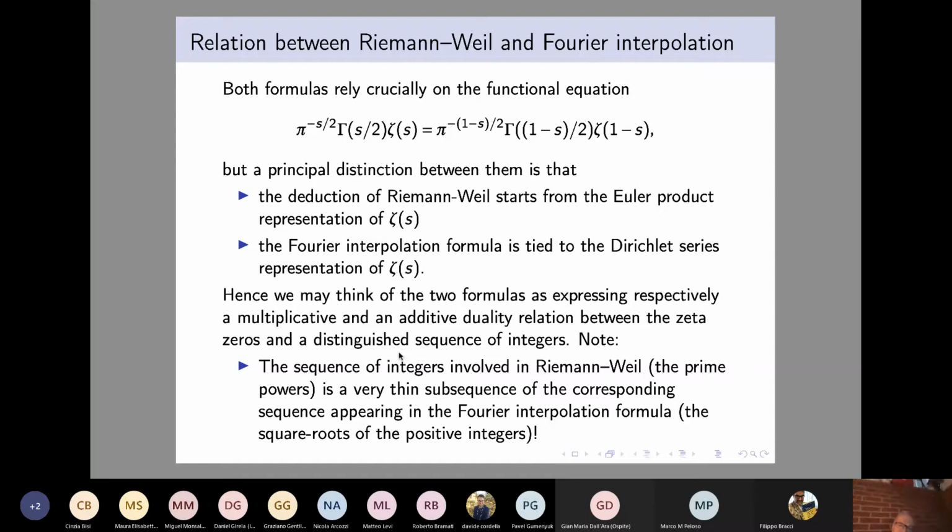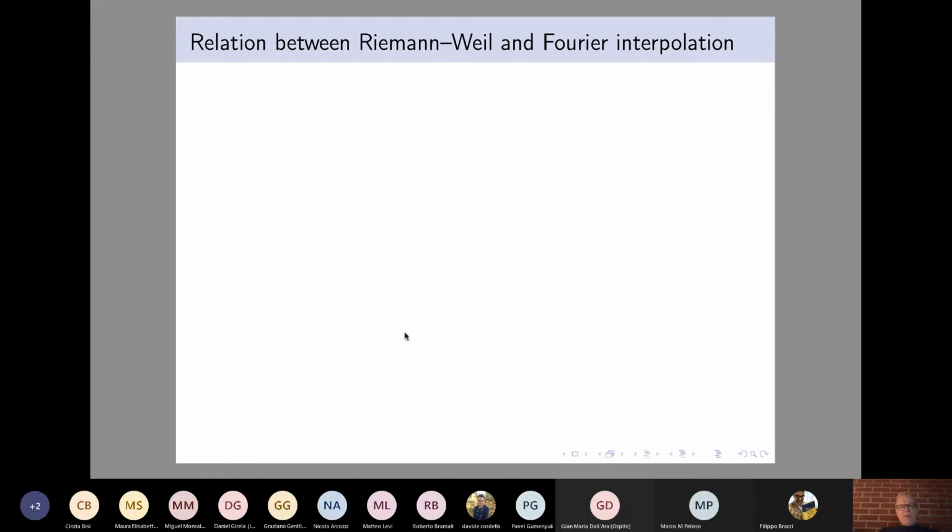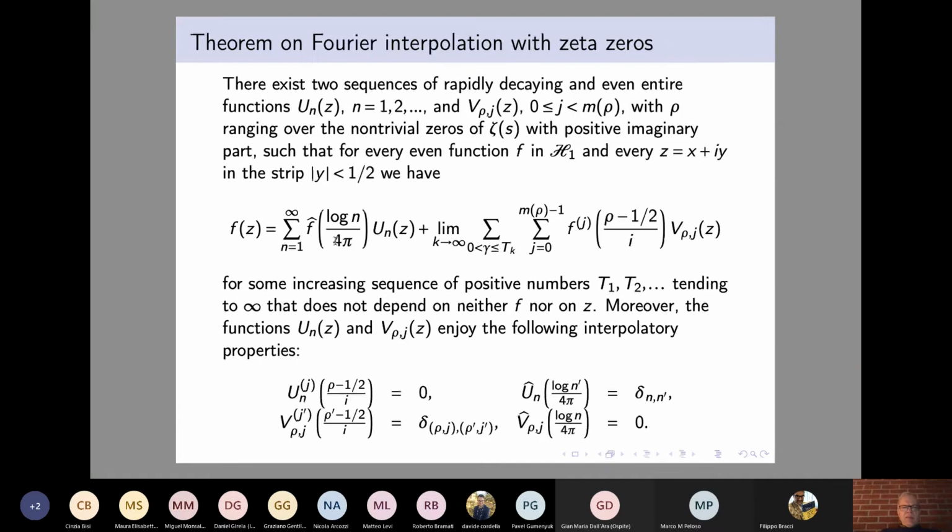You might also notice that the sequence of integers involved in the Riemann-Weil formula is a very thin subsequence of the corresponding sequence appearing in the Fourier interpolation formula. Maybe I should go back to it to make it clear. Here, you sum over all integers and you have log n over 4 pi. In the Riemann-Weil formula, you are summing over prime powers, and you take, in that case, log n over 2 pi.